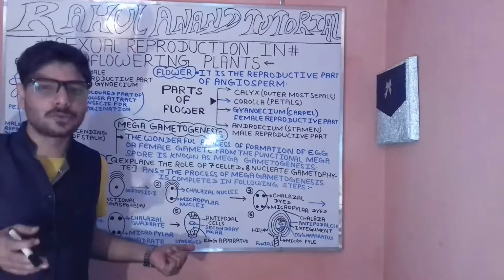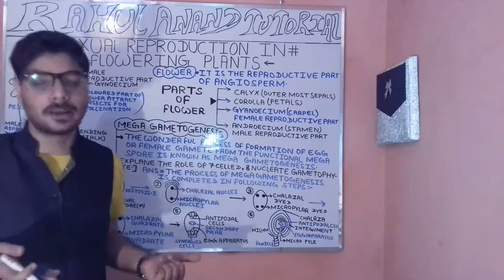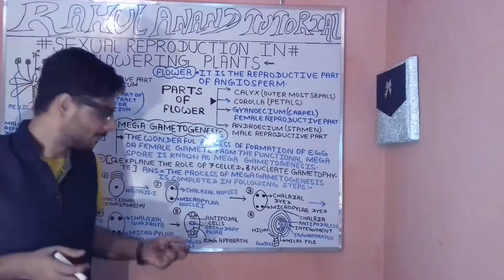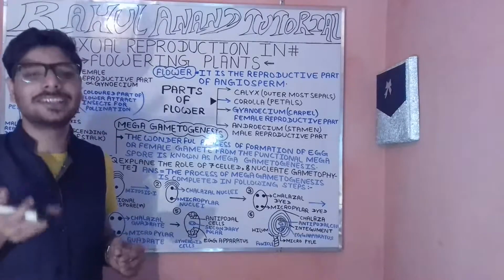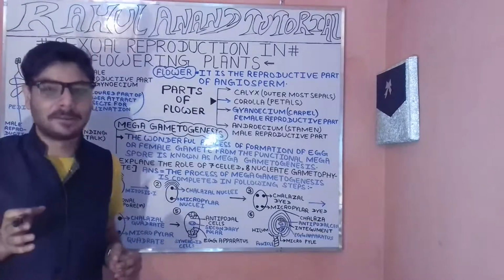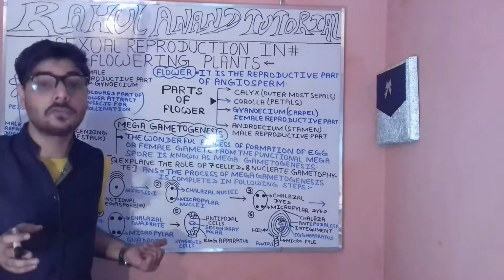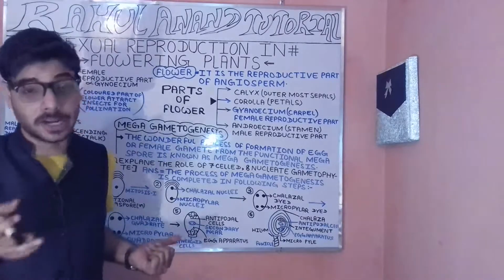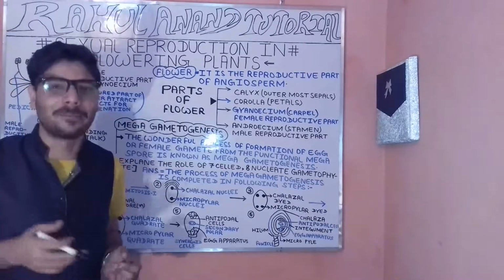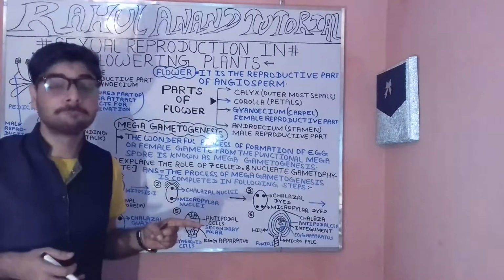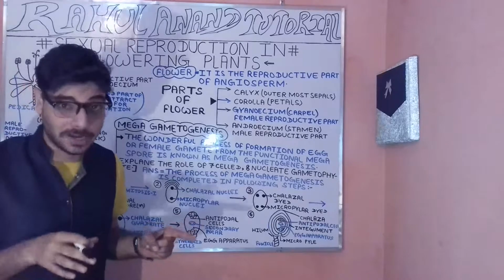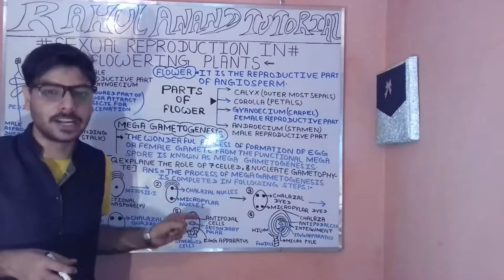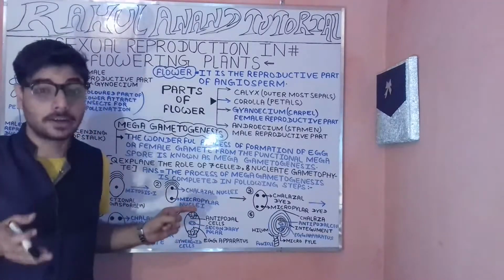After that, we will have the chalazal nuclei as well as the micropylar nuclei found here. So these are actually part of the nuclei, primarily generated by the mode of division, in this case mitosis. The functional megaspore is divided into the chalazal nuclei as well as the micropylar nuclei.